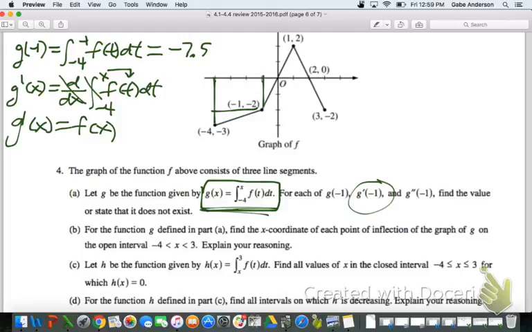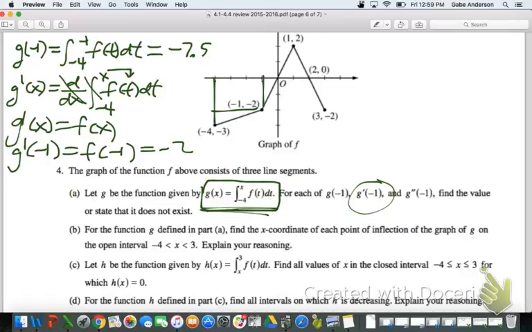So to find g prime of -1, which is what we were asked to do, we just need to find f of -1. These are all important things to make sure you write down and connect g prime with f. So f of -1 is -2. So equals -2, game over.